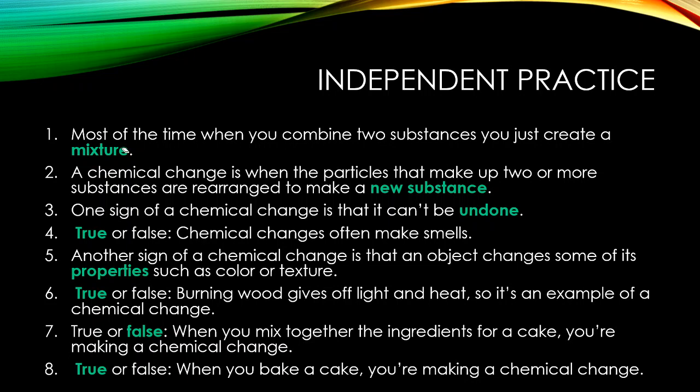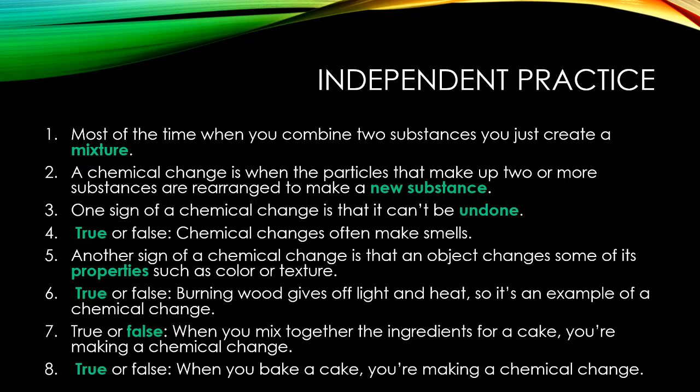Number 2, a chemical change is when the particles that make up 2 or more substances are rearranged to make a new substance. It's not a chemical change unless you really created something new that you didn't have before you combined the things. Number 3, one sign of a chemical change is that it can't be undone. After you bake a cake, you can't take the particles apart and separate back out your flour and sugar and eggs. They've now been baked into a cake, and that thing is set, and you cannot undo it.